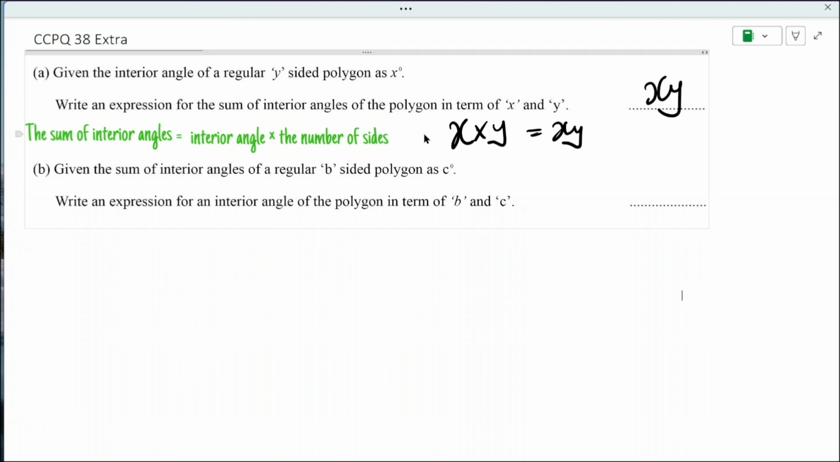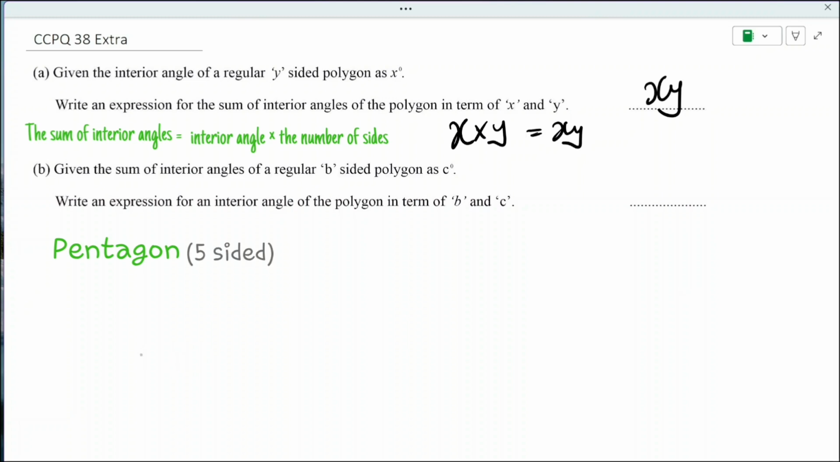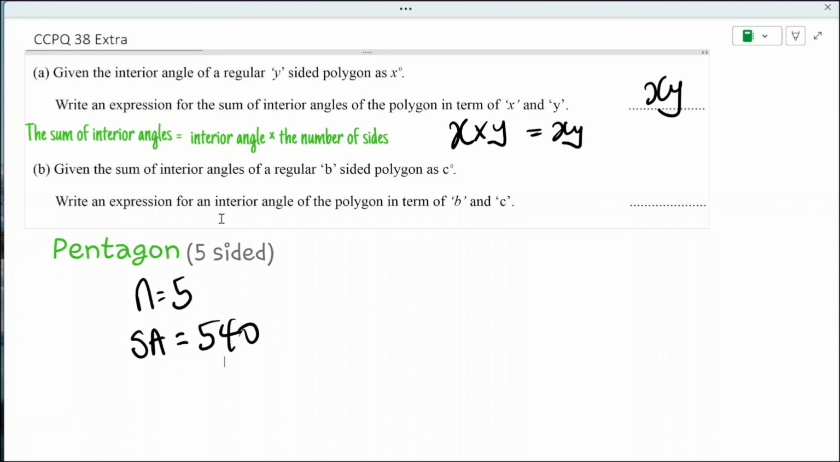To explain the A part of the question, we used the pentagon. A pentagon is 5-sided, so the number of sides of a pentagon is 5, n is 5. Then the sum of its interior angles we know is 540. Let's say SA, that's sum of interior angles, is 540. And in this case, we may be asked to find one interior angle. That's one angle, we can call that IA, that's one interior angle.